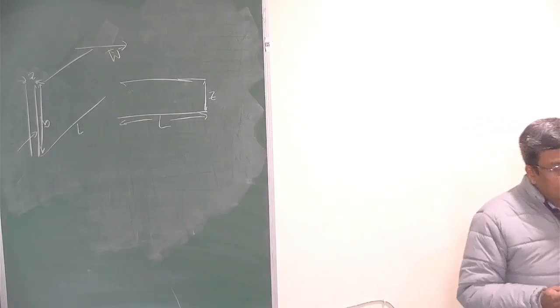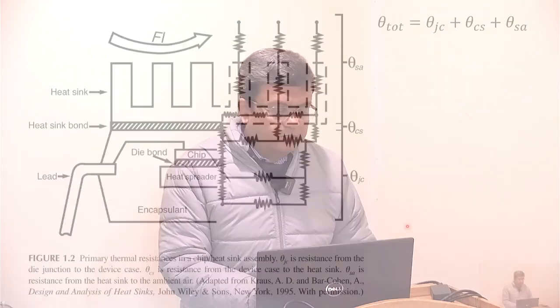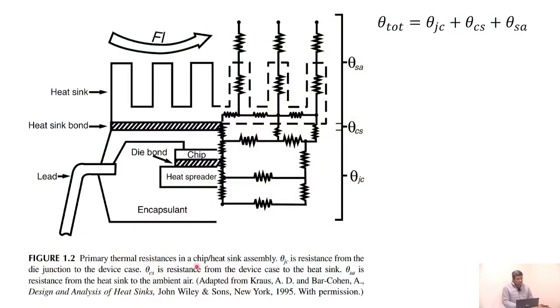But this tells you that all this is useful in more practical applications also. So these are the resistances which are shown here. It says primary thermal resistances in a chip heat sink assembly, right?